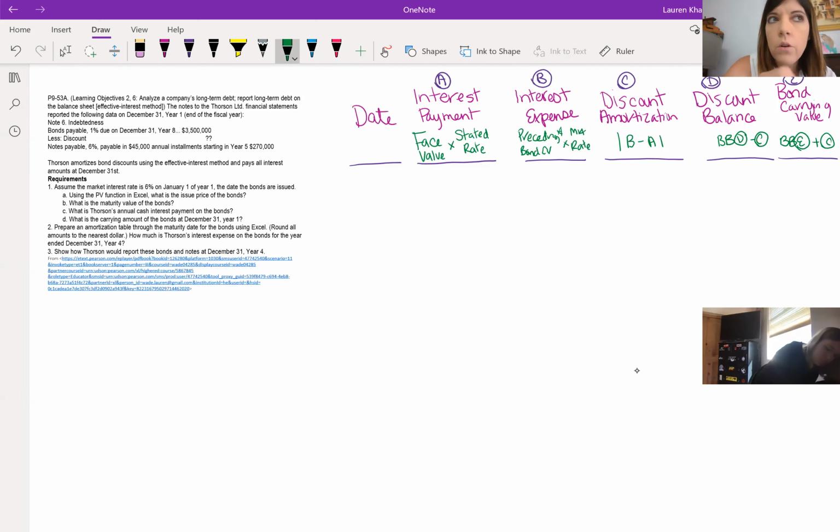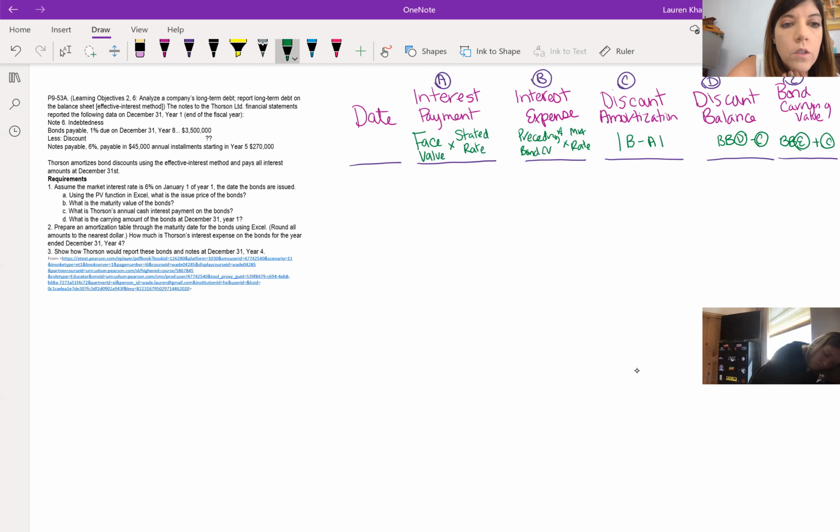So we're paying out interest. The stated rate is going to be lower than the market interest rate on the date of issuance. Where this information is coming from is slightly confusing. You have to kind of search through it. So I recommend reading the entire problem first and identifying where the information is coming from first.